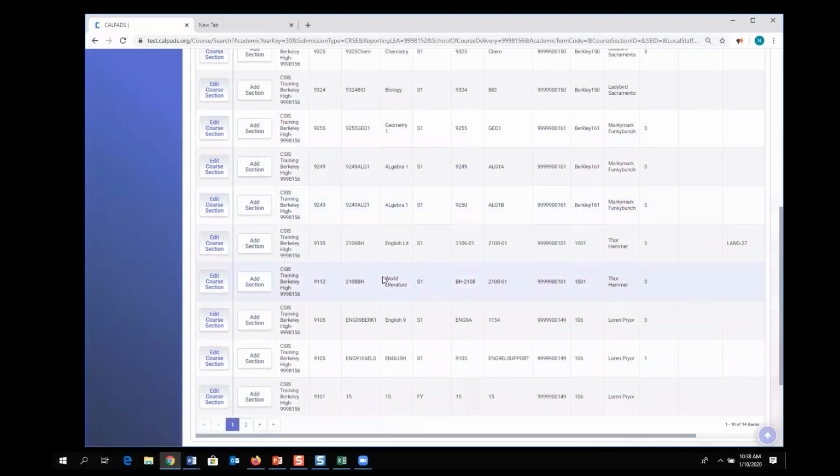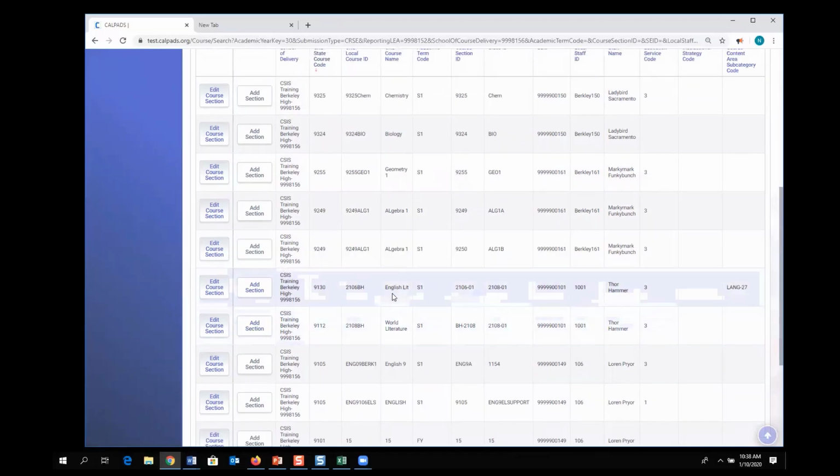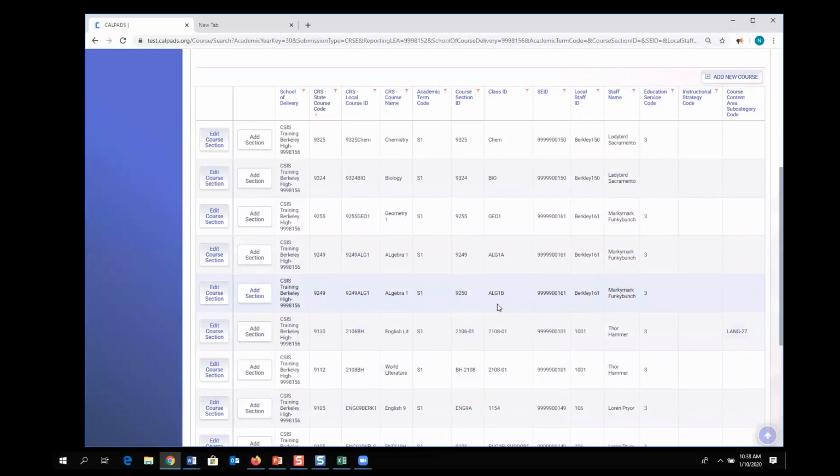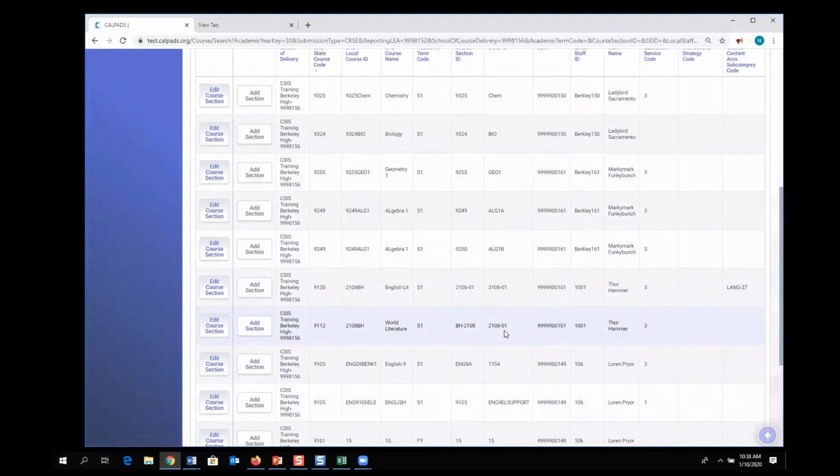Now, there are times when you have a block class or some kind of hybrid class where there are two subjects taught to a single class, right? So in this example, we have an English literature class and a world literature class, right? We know that they're taught to the same class because there's a single class ID. So this group of students is receiving this instruction together, right? Like I said, it could be some kind of model where you have a 2.5 hour block, or perhaps it's some type of hybrid, right? And you're covering two subjects that are departmentalized.